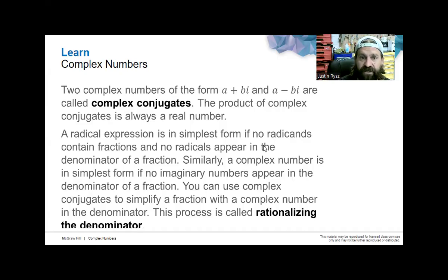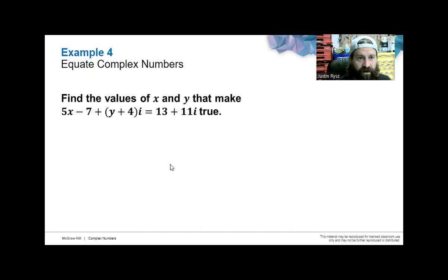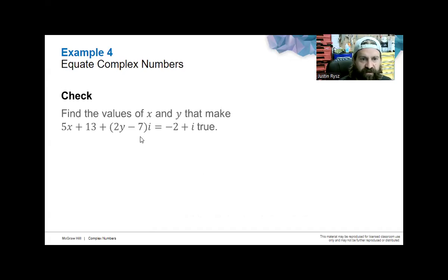So we might have to go through and change some things up. All right, let's see. Actually, we don't need to. Well, you guys could probably figure this out here. What would have to be the values of x and y to make this true? If we got 5x minus 7 plus (y plus 4)i, the real part we would match up with the real part, and the imaginary part we'd match up with the imaginary.